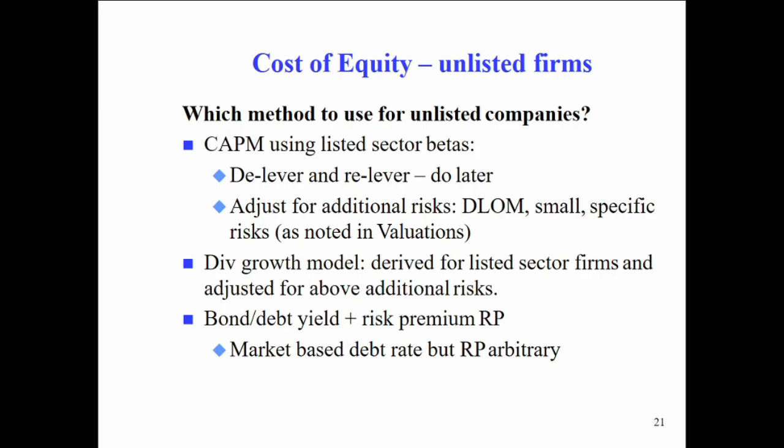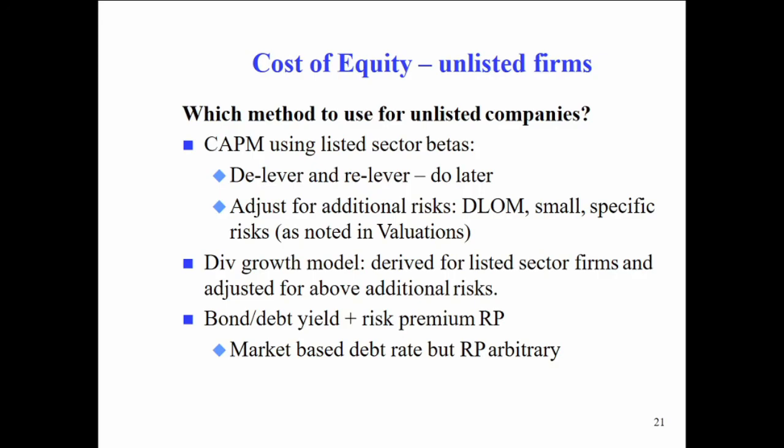We can make adjustments for the discount for lack of marketability. If the unlisted company we are trying to determine the cost of equity for is smaller than the listed company, we will make an adjustment to the beta for the difference in the size of the company. There could also be specific risks, just like we noted when we did valuations.